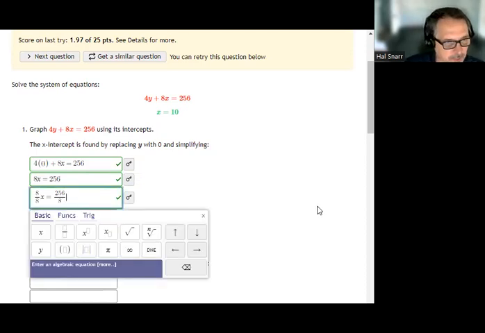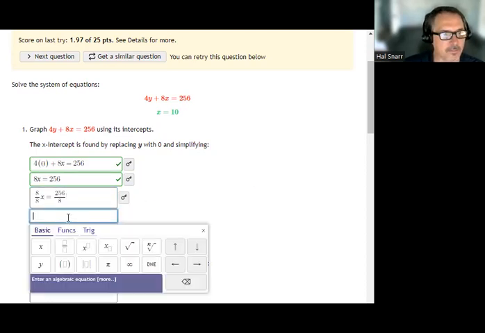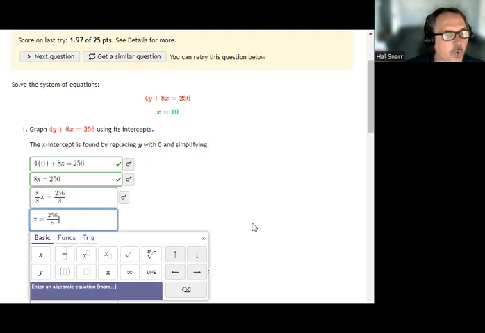Now I might ask another student, all right, what's the next step? And one might say, well, you have to simplify that further, right? 8 divided by 8 is 1, and 1 times x is x, right?